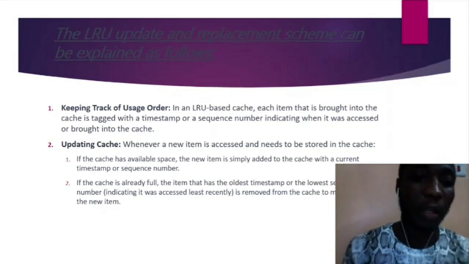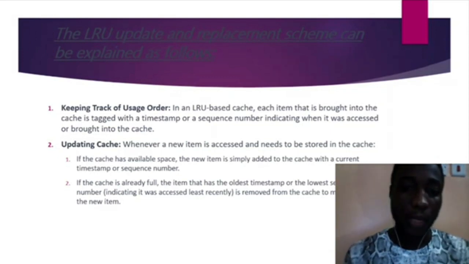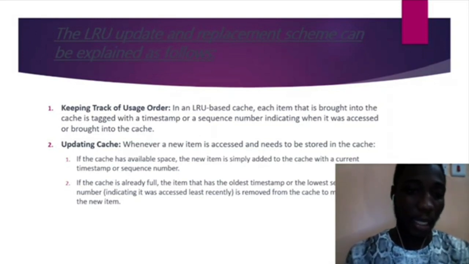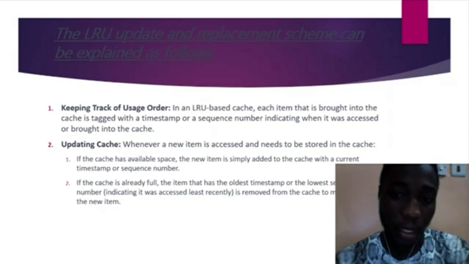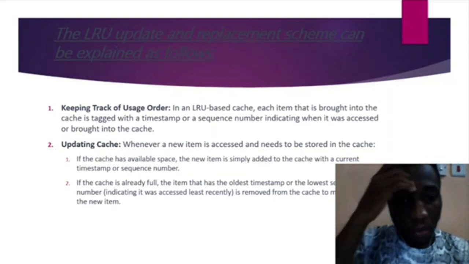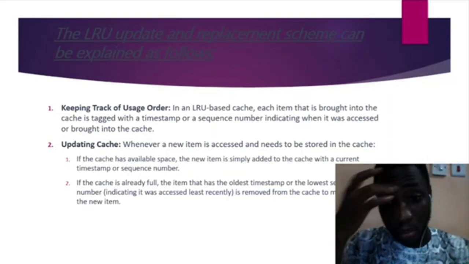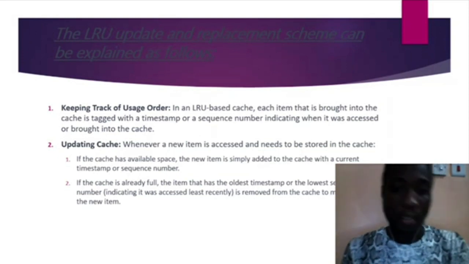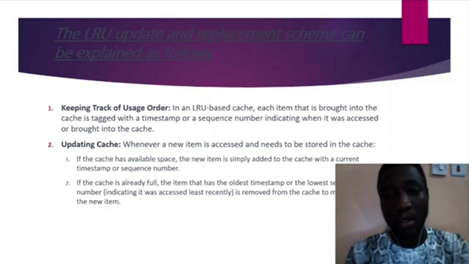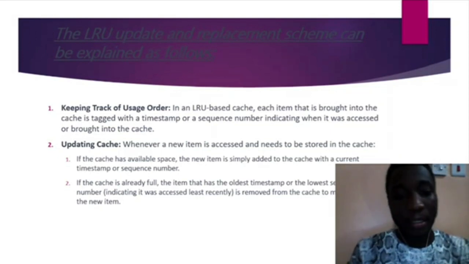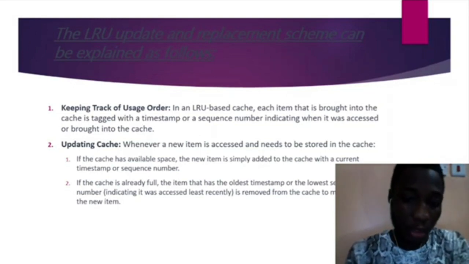One. Keeping track of usage order. In an LRU based cache, each item that is brought into the cache is tagged with a timestamp or sequence number, indicating when it was accessed or brought into the cache. Two. Updating whenever a new item is accessed or needs to be stored in the cache. If the cache has available space, the new item is simply added to the cache with a current timestamp or sequence number. If the cache is already full, the item that has the oldest timestamp or lowest sequence number is removed from the cache to make space for a new item.